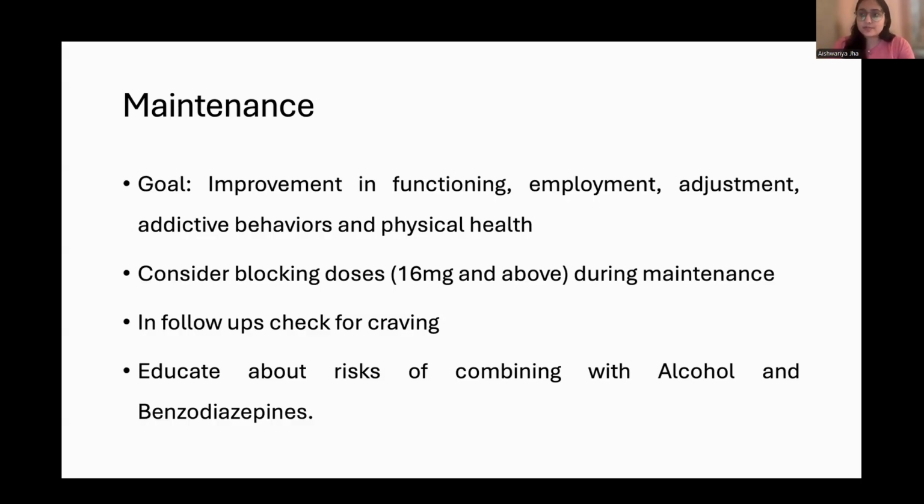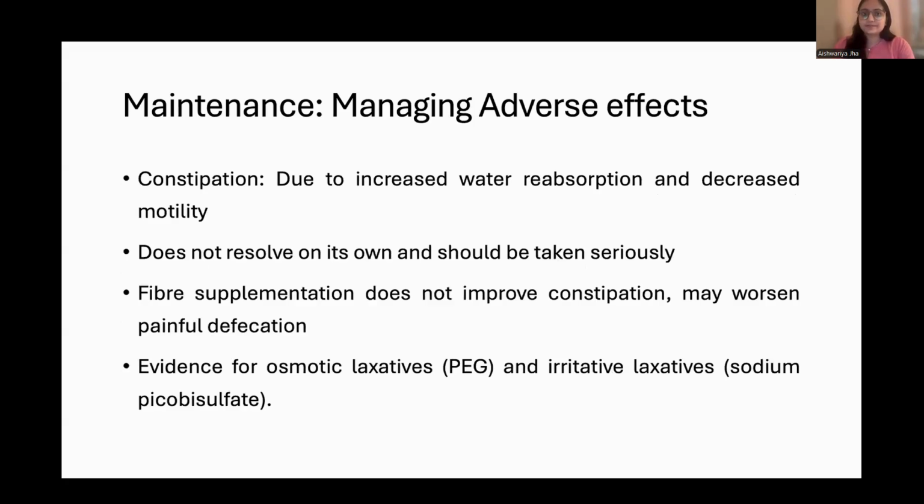In follow-ups, it's important to check for craving. The other things to consider are other life situations, pain, recent medical illness, surgical complications. All of these can increase or decrease the need for buprenorphine during the maintenance phase. And it's important to do this back and forth with the patient. Educate about the risks of combining it with alcohol and benzodiazepines, because buprenorphine is also a CNS depressant and they can have cumulative effects.